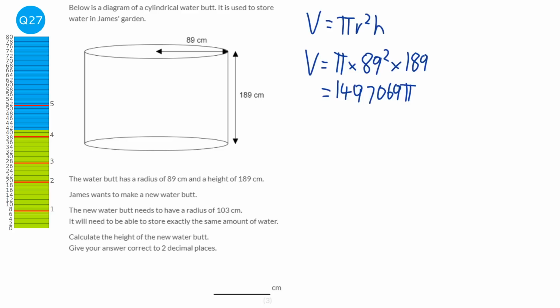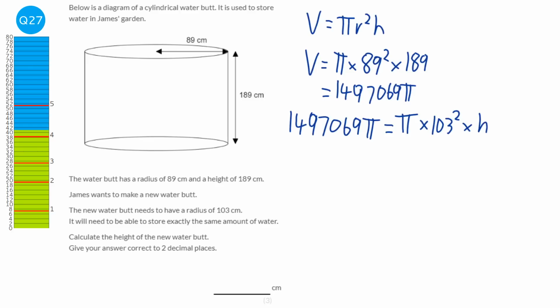Now, what we want is we want the volume to stay the same. So we're going to keep that as the volume, 1497069 pi. But we want the radius to change. So instead of the radius being 89, we want the radius to be 103. So times 103 squared. And we're trying to work out what the height is.